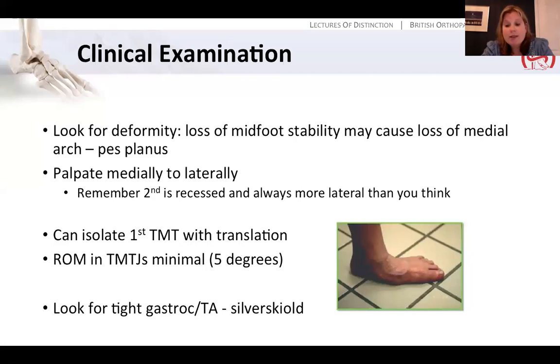The movements of the TMT joints are fairly limited. There isn't a big range of motion. The first is probably the most mobile, but again, you can do pronation, abduction, rotation when you're doing clinical examination, but ultimately it's really that palpation that gives you the information. You should also always look for a tight gastroc, TA, and do a Silfverskiöld test on the patient, because that might need addressing when you do your correction.